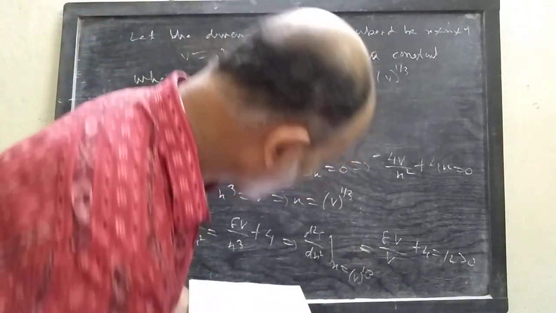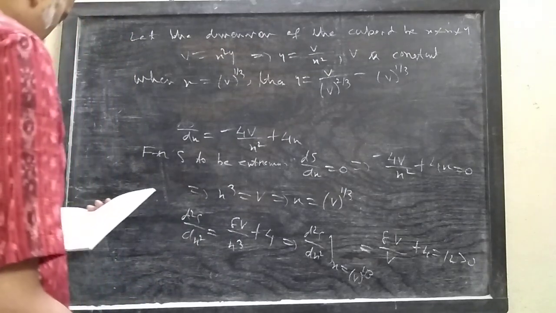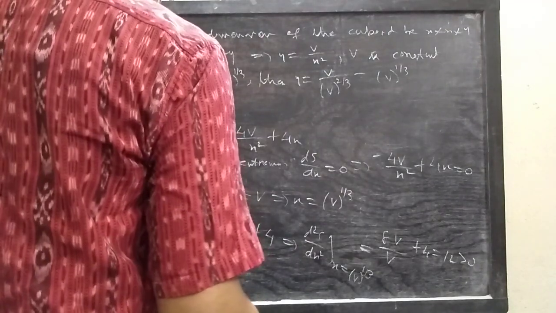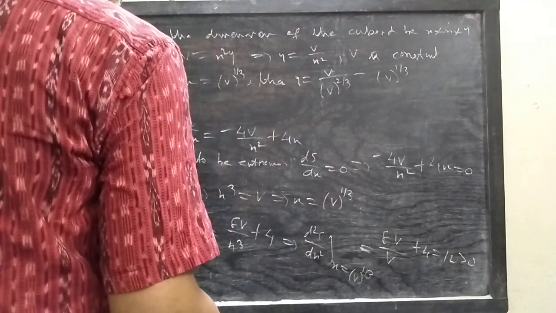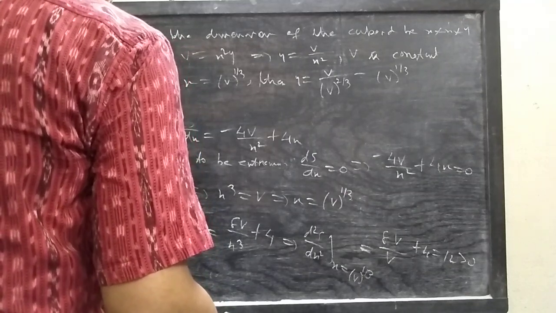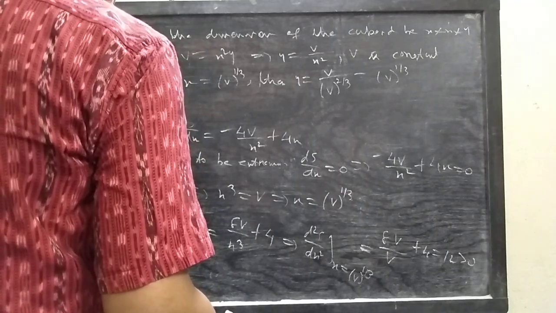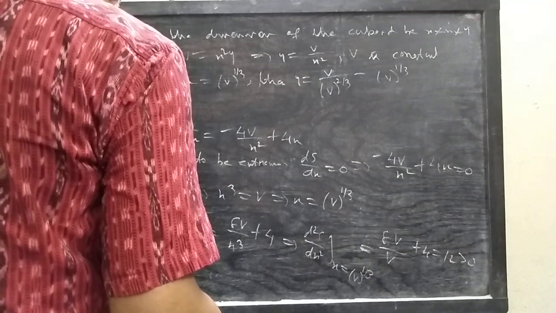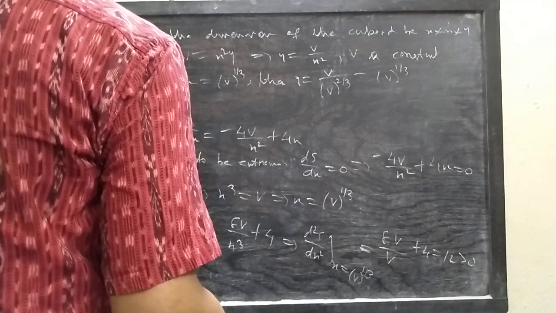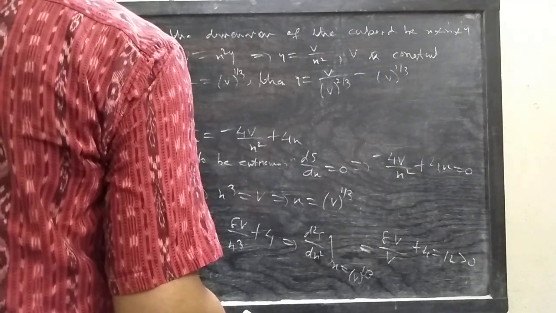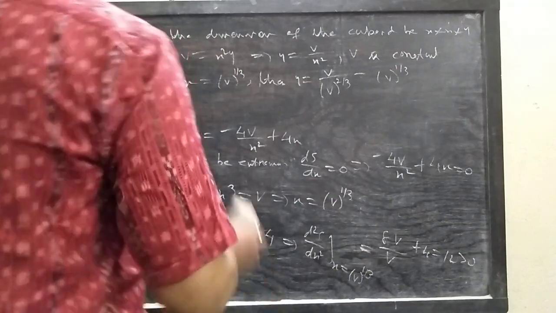Next question. An open tank with square base and vertical side is to be constructed from a metal sheet so as to hold a given quantity of water, that is volume is fixed, so that the cost of material will be least when the depth of tank is half its width.